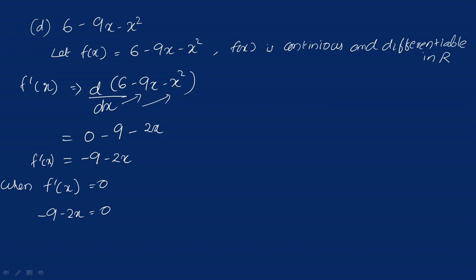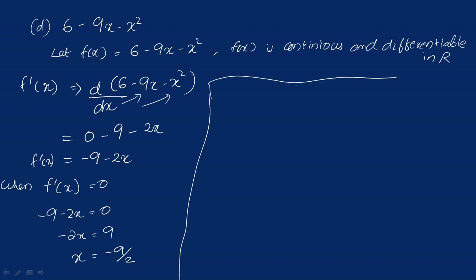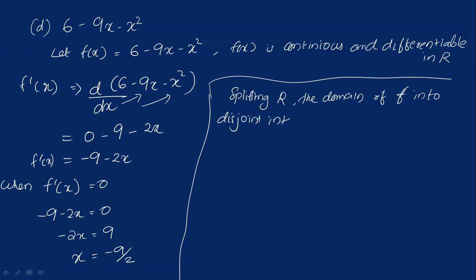When f dash of x is equal to 0, we can write minus 9 minus 2x is equal to 0, minus 2x is equal to 9, or x is equal to minus 9 by 2. So we have got x is equal to minus 9 by 2. So splitting R, the domain of f, into disjoint intervals, we are drawing a line segment here from minus infinity to plus infinity and marking a point minus 9 by 2 on the line segment.